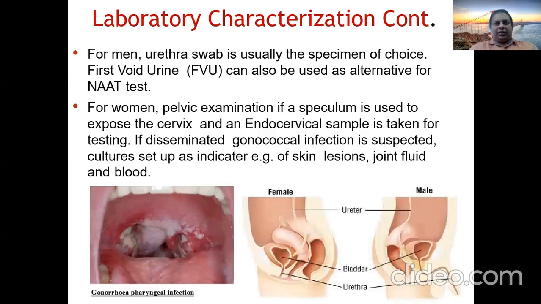So the main pathogenic site is the female and male genitourinary tract, so we have to get the samples from there. For men, a urethral swab is usually the specimen of choice, otherwise first-void urine. For women, we do a pelvic examination using the speculum and take endocervical samples, an endocervical swab. If the patient has disseminated infection like septic arthritis, bacteremia or skin lesions, we have to take samples from the skin lesions, joint fluid aspiration, and blood for culture.